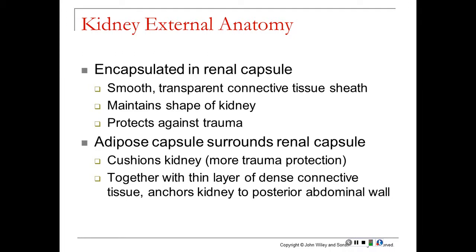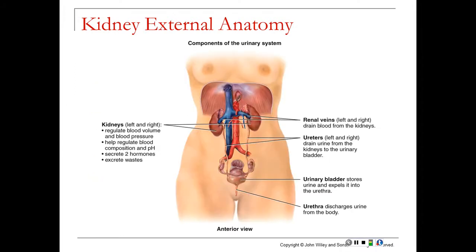And as I mentioned, there's lots and lots of adipose surrounding the renal capsule that help cushion the kidneys for more trauma protection. That, along with the connective tissue, is going to help anchor the kidney to the posterior wall of the abdominal cavity. There you can see where they are. You can notice that right is lower than the left. You can see the little hats on top of the kidneys as adrenal glands.